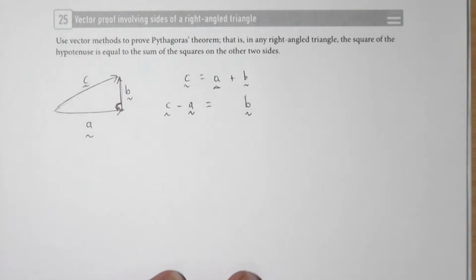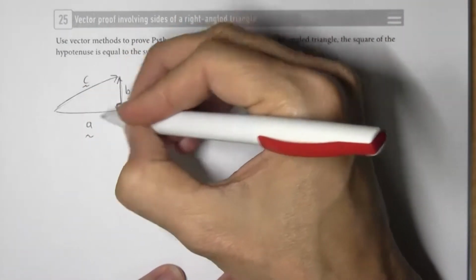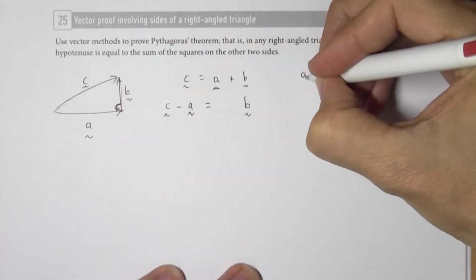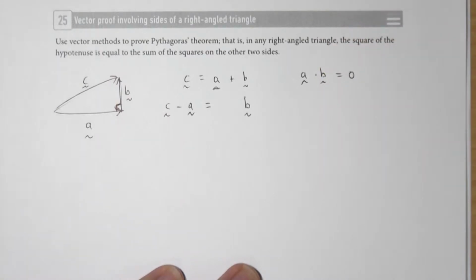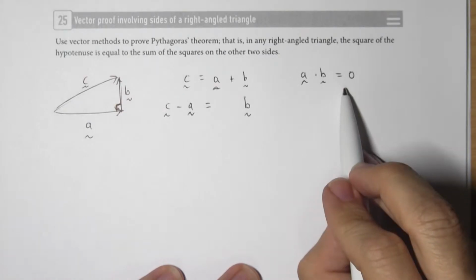Another thing we're going to want is this. These two sides are at right angles, and we're going to need that result. So, A dot B must be 0. Remember, that's how we say that they're at right angles using vectors. Their dot product is 0.